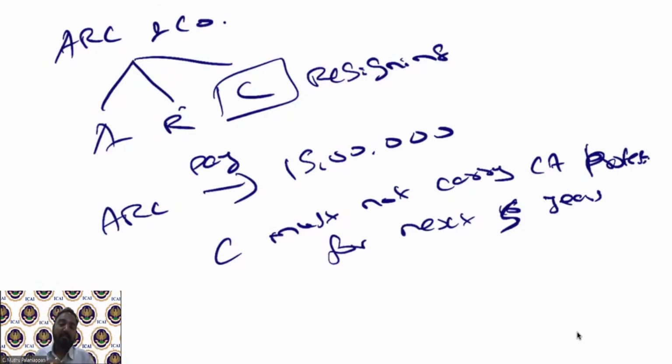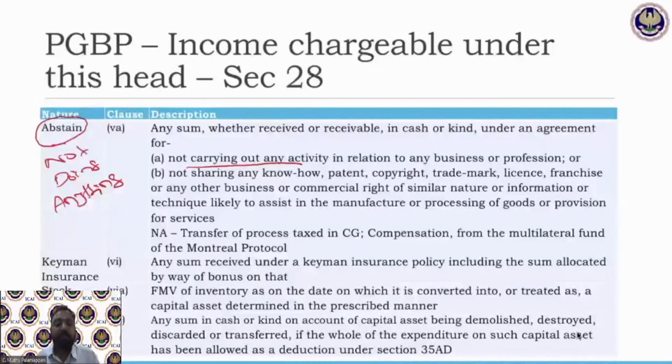ARC and Co says you are free to resign from ARC and Co on one condition. You are not supposed to do anything for next 5 years. I'll give you 15 lakhs for that. This is what is called as abstaining. Not doing anything. And similarly, not sharing any know-how, patent.